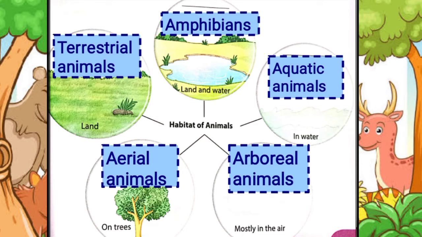Animals are found everywhere: on land, on trees, flying in the air and in water. Some animals are also found on both land and water. So, based on where animals spend most of their time, they can be grouped into terrestrial animals, arboreal animals, aerial animals, aquatic animals and amphibians.